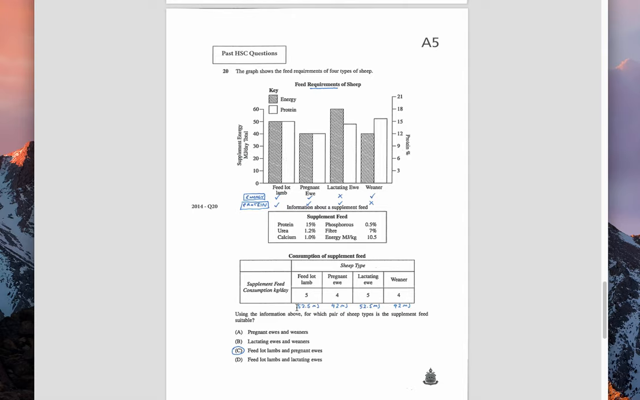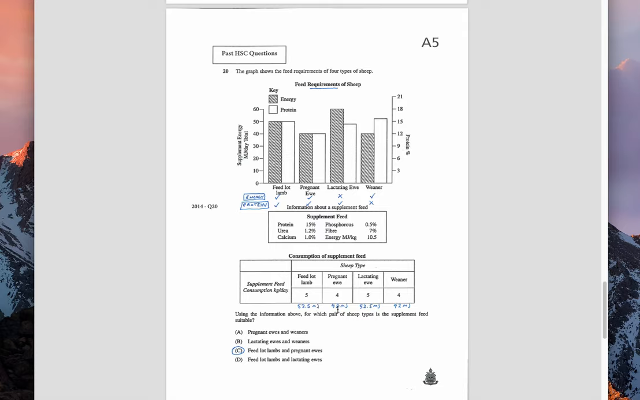So let's have a look here. This supplementary feed, which we're talking about, and it says use the information above for which pair of sheep types is the supplementary feed suitable. So let's have a look. The supplementary feed information is here. It contains 10.5 megajoules per kilogram of energy. If they eat 5 kilos, that leads to 52.5 megajoules provided to the animal that day.